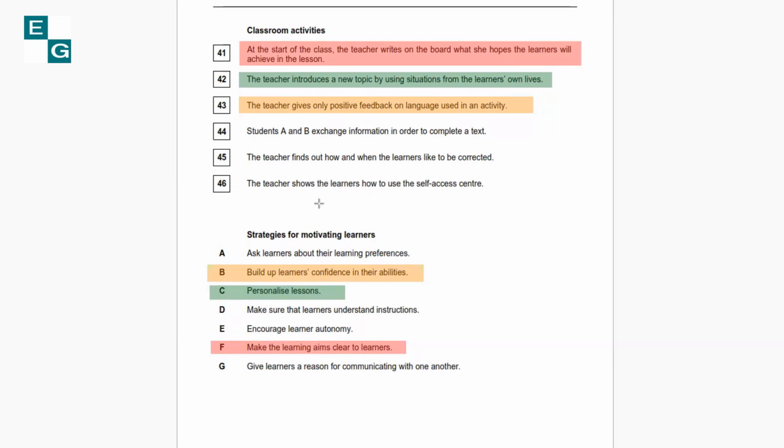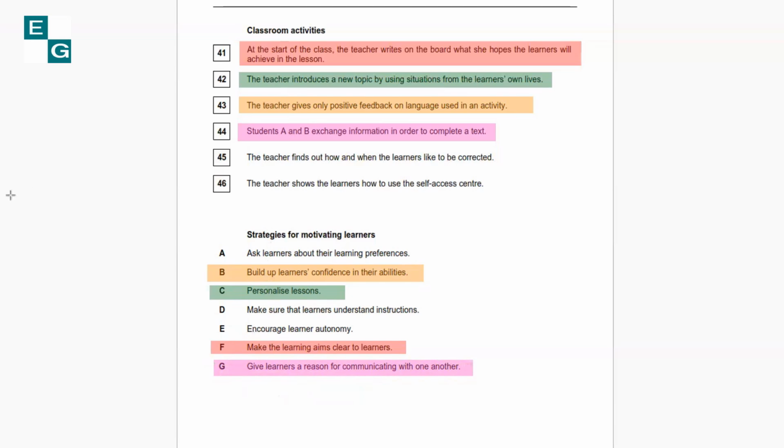Then it says, students A and B exchange information in order to complete a text. When you do that, what you're really doing is you are giving your learners a reason for communicating with one another. That's what happens when you do that.